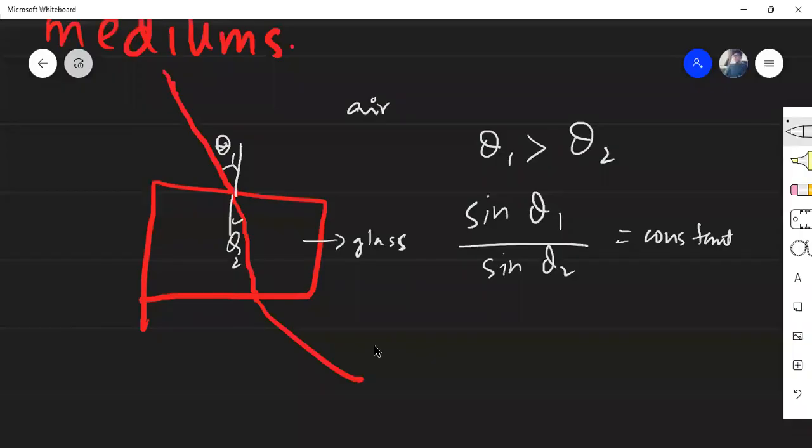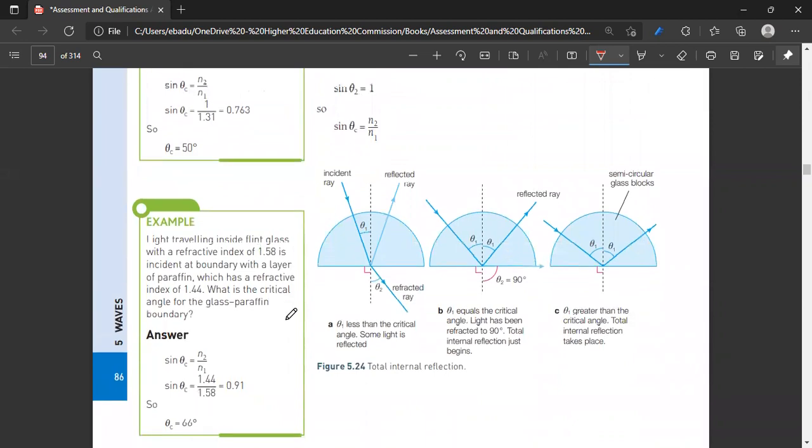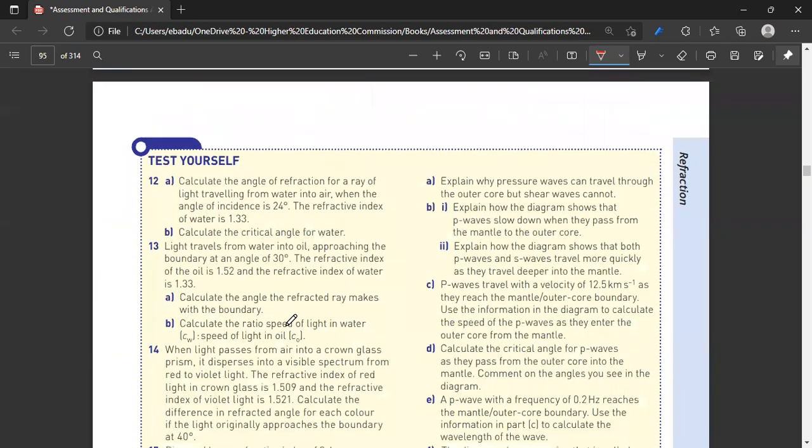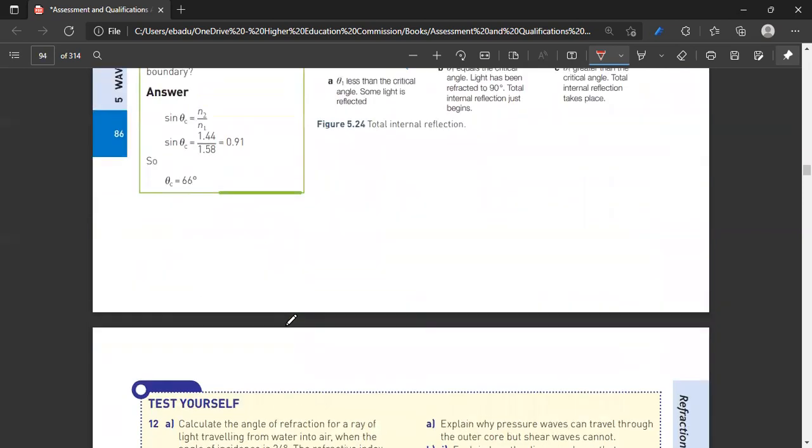So if I give you theta 1 and theta 2, and I give you theta 3, and I ask you what's the angle with which the light leaves, so theta 4, you can use this law to find theta 4. Now, total internal reflection you have studied, I'm supposing.